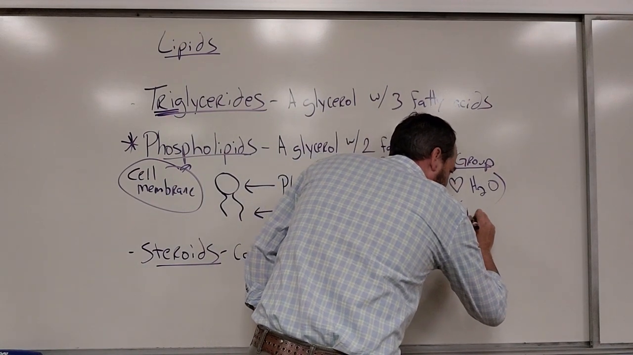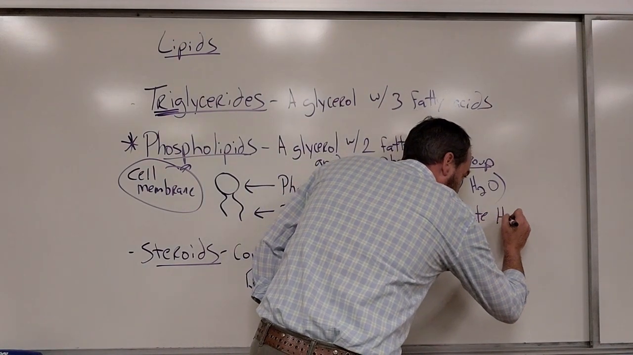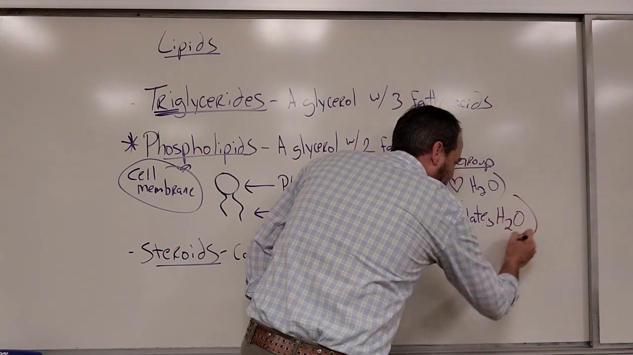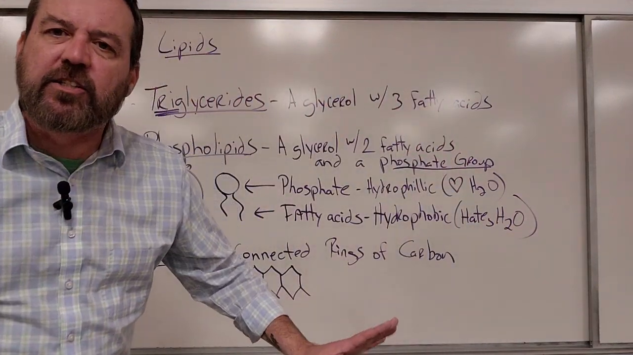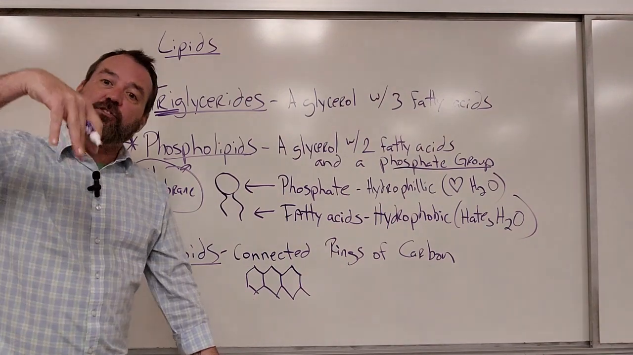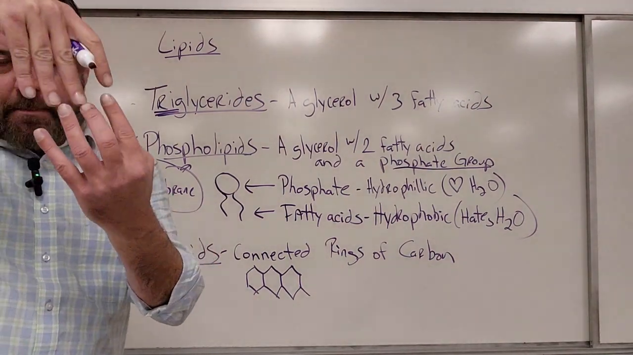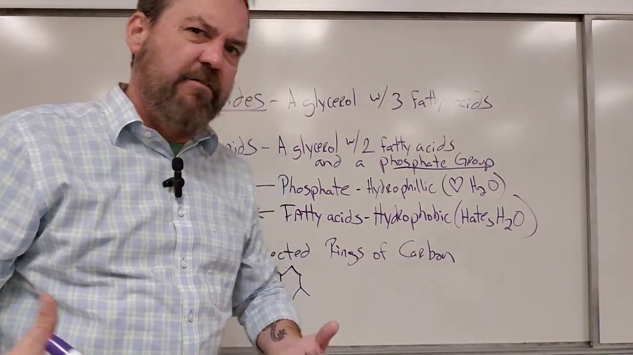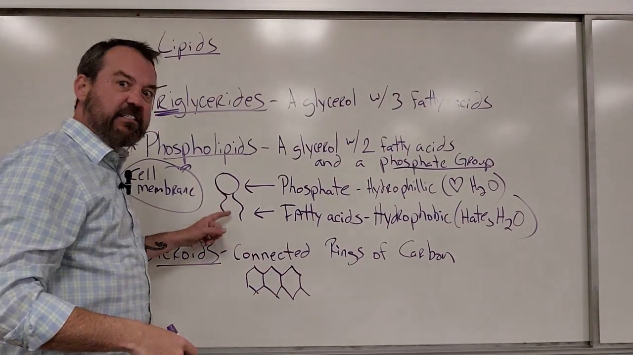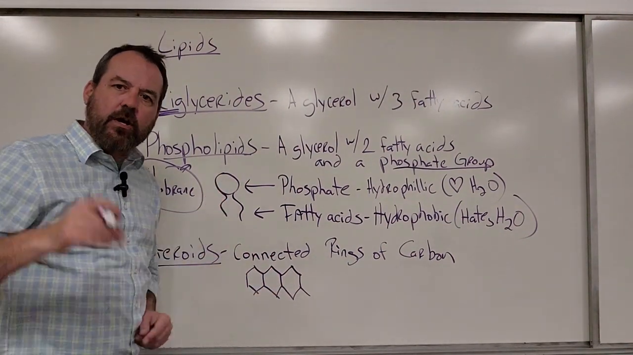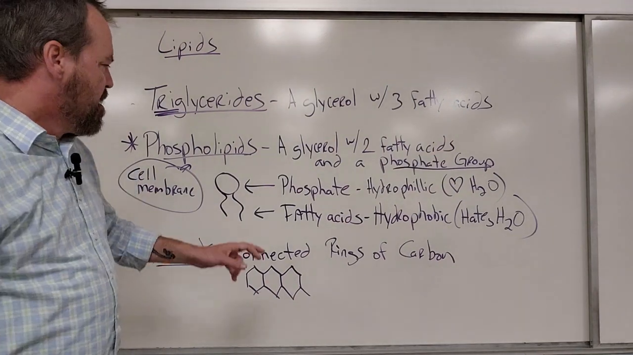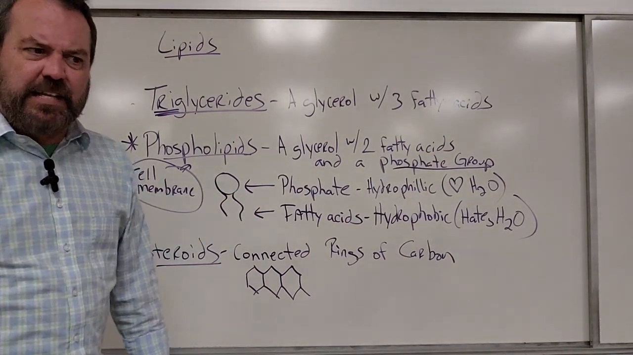And it hates the water. It hates the water. Doesn't want anything to do with the water. So that makes it interesting in how our cell membranes come together, because we have half the molecule that loves water, half the molecule that hates water. And that's a phospholipid. It both loves and hates the water at the same time. So that's what makes phospholipids interesting.